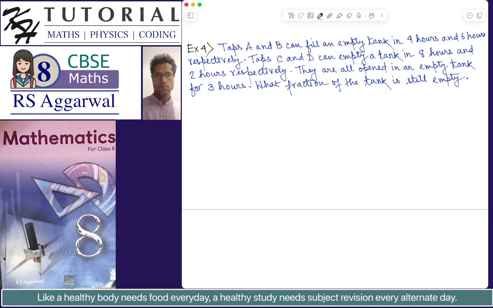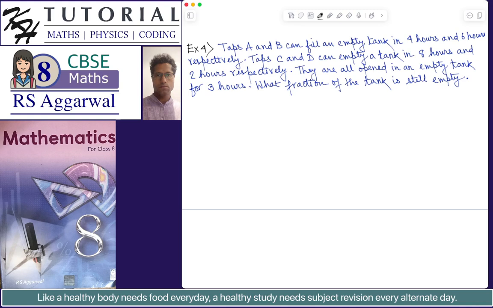So the tank is initially empty, and all the 4 taps, that is taps A, B, C and D, are connected to the tank, and all the taps are opened, that is they start working together. What fraction of the tank is still empty? So all the taps are working for 3 hours, and it is asking after 3 hours what fraction of the tank is still empty.